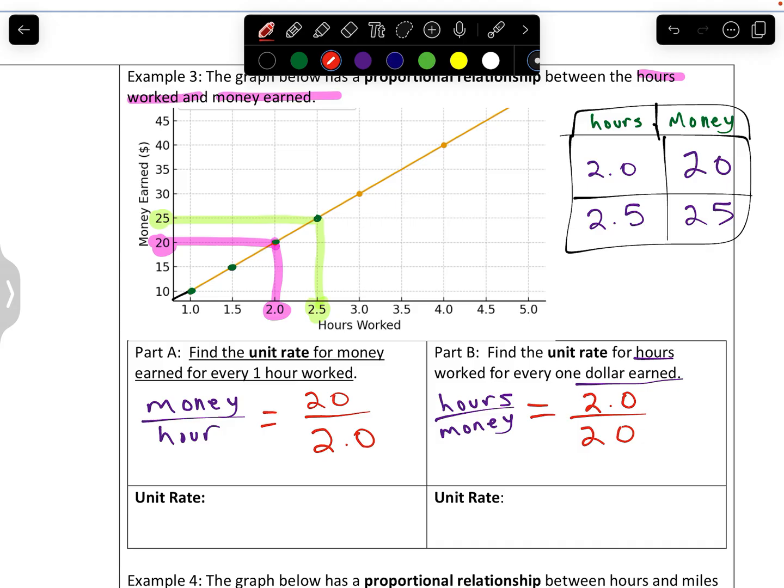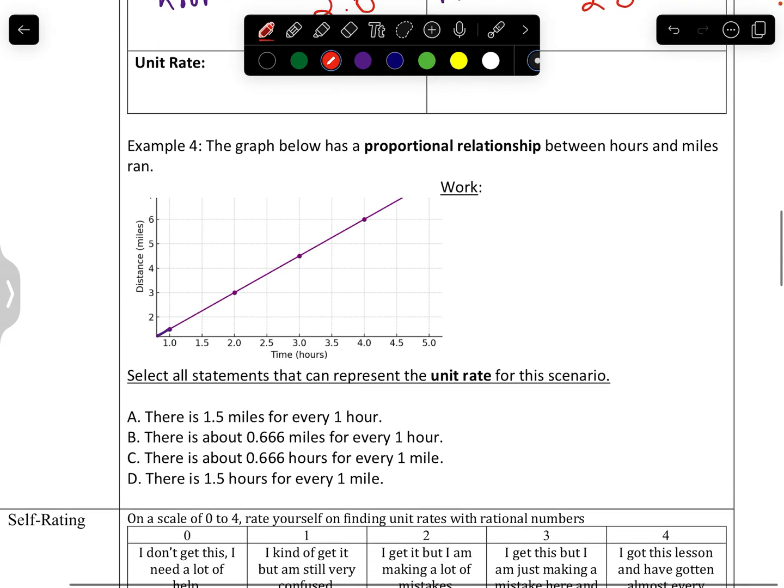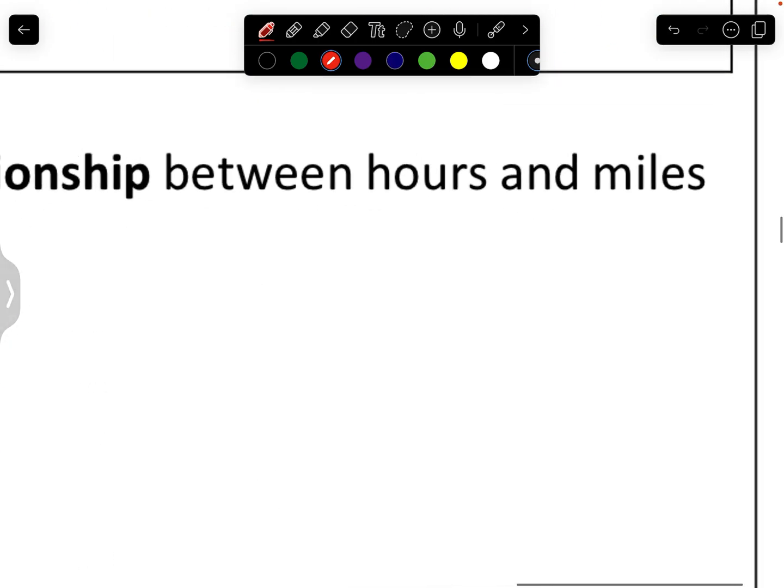So whenever we're dealing with problems, if they don't give you a question, you got to try both. Or if they don't give you the unit rate, you got to do both. You got to do one, so hours worked over money. And then if it doesn't tell me what to do, you got to do the other one too. So instead of hours over money, you got to do money over hours. So we got to do both of them if it doesn't tell us. So for instance, the next one. The graph below shows a relationship. It doesn't tell me which unit rate to do. So, hey, this one has a relationship between hours and miles. That's what it says right here.